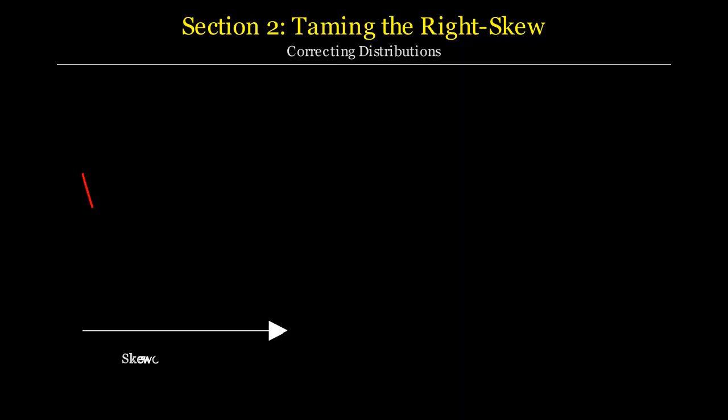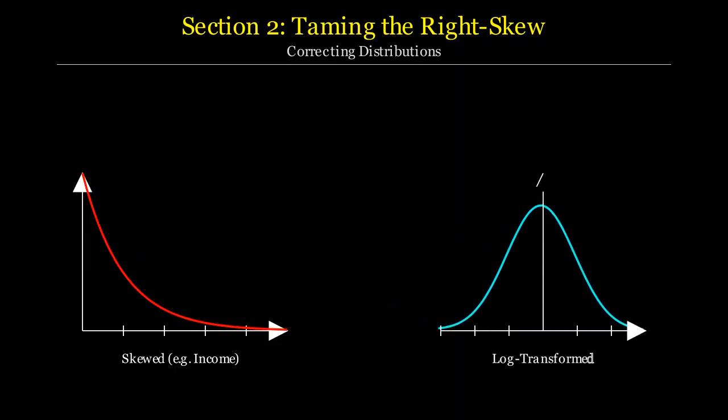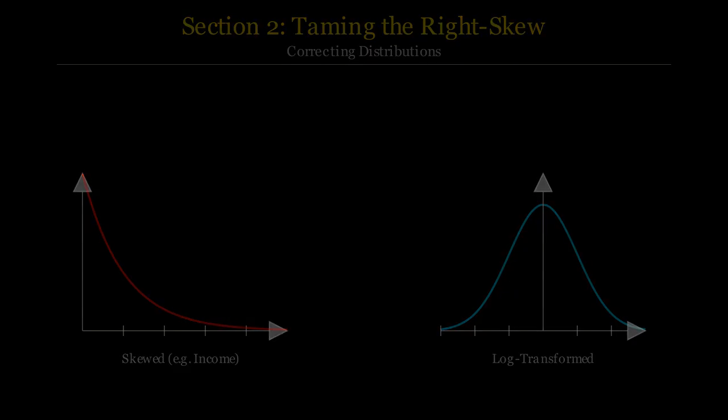Section 2. Taming the right skew. Real-world data, like income, house prices, or populations, often follow a power law or log-normal distribution. This means most values are small, but a few outliers are massive, creating a long tail to the right. Log transforming this data pulls in the outliers and spreads out the small values, often making the distribution look more like a normal bell curve.